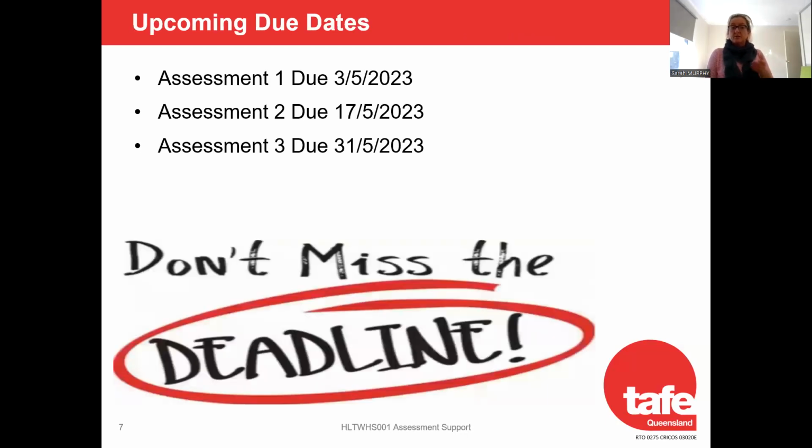Okay, the assessment due dates we talked about: assessment 1 was the 3rd of the 5th, 23. Assessment 2 is the 17th of the 5th, which is May 23, and then assessment 3 is due on the 31st of May 23. I can't tell you the importance of getting these in. Don't miss the deadline, and then move along to your next assessment.